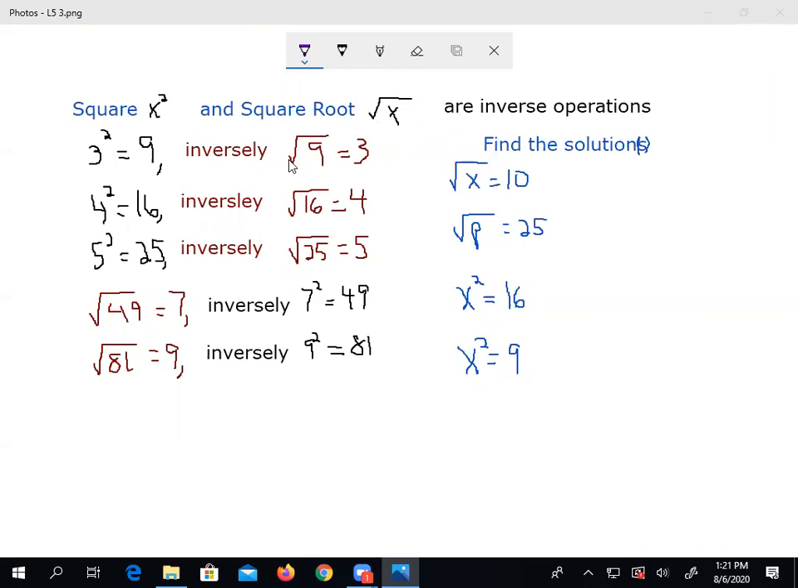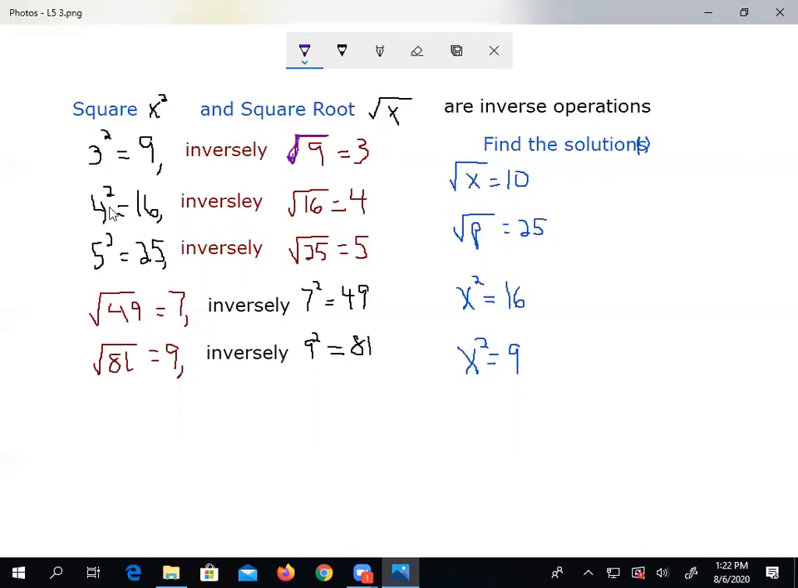Inversely, we have what's called our square root symbol. So the square root symbol is that right there. That's our square root symbol. Looks like a division symbol, but it's got like a little check mark on the end there. So the square root of 9 is going to take me back to the 3.